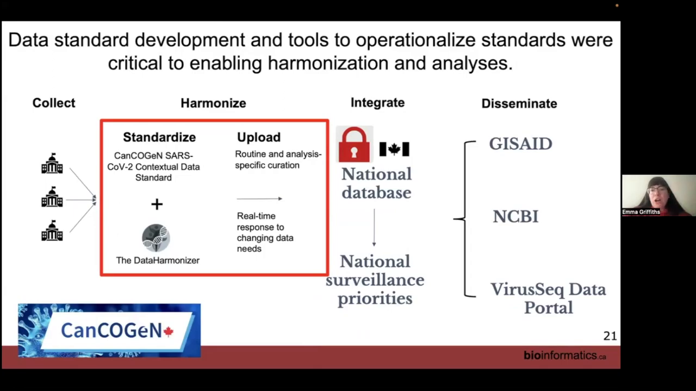And so we, based on that modular interoperable framework, we created a data specification called the CanCOGeN SARS-CoV-2 Contextual Data Standard. We implemented it in the Data Harmonizer, which was shared with all of the different data generating partners. But it didn't stop there. We realized very quickly that even if you have a data standard and a tool to put it into practice, there can be a lot of reasons for this, but people can also often find creative ways to still be submitting variable data. And so we also provided curation services, which helped to, well, I'm biased, but I would say it helped to streamline data flow from the provinces to the national database and then beyond as well.